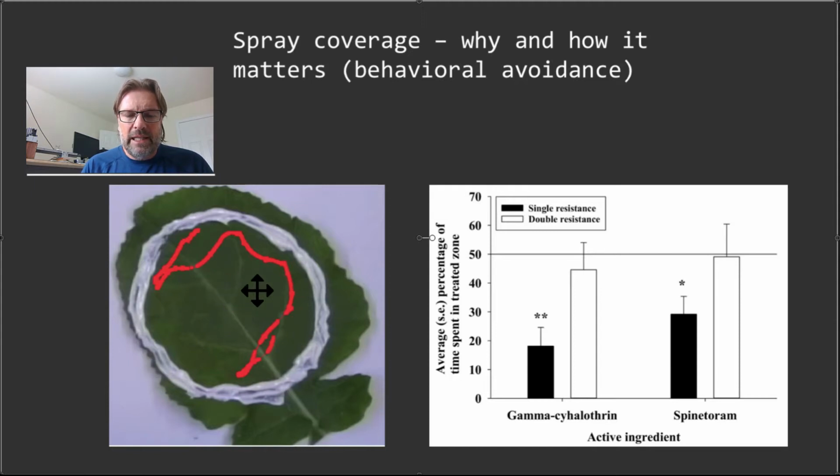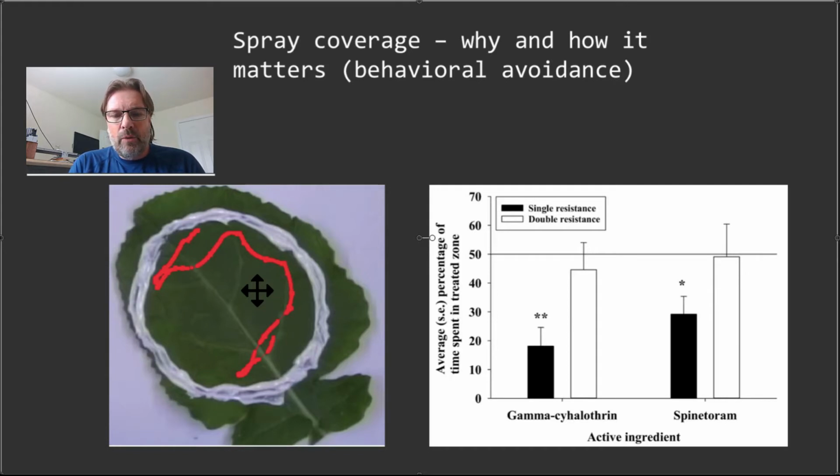So half of the leaf, using the midrib as the separation line, had been treated with an insecticide, Spinodoram or gamma-cyhalothrin, and the other half had been treated with water. And we used sunscreen as a perimeter barrier to keep the larva inside the arena. And then we measured how much time each of the larvae stayed in those two zones, whether it was the treated or the untreated zone.